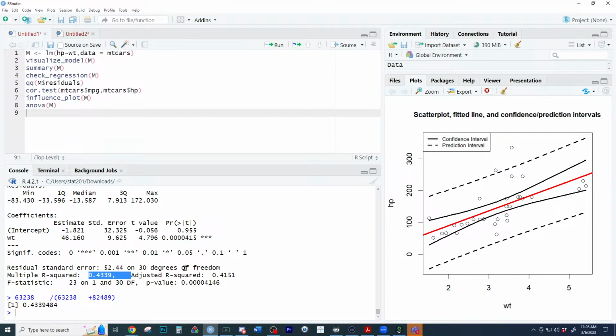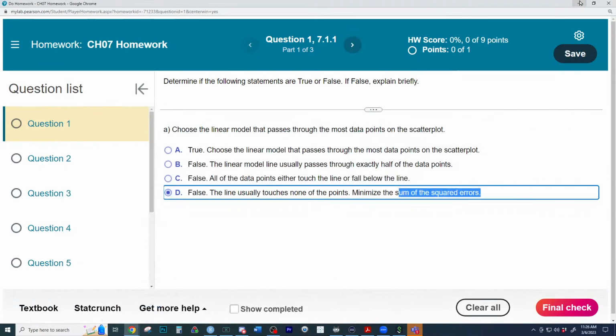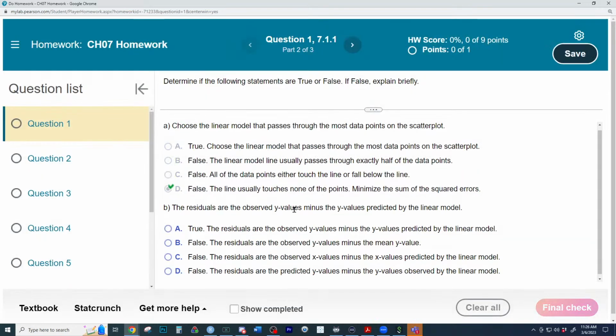And if you reach an R squared of 1, all the points would be on the line because there'd be no more error. So it does reduce the sums of squared error. That is exactly what it does.